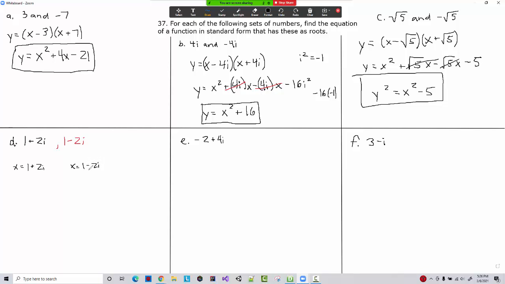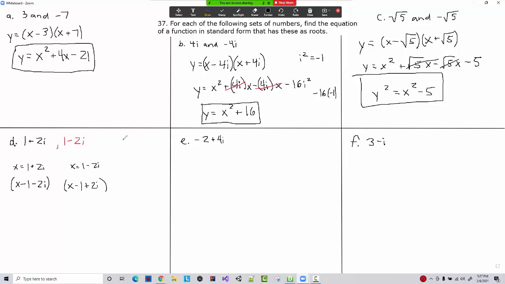Now remember, to get our factors, we want to go ahead and set these each equal to 0. So we just move everything over. I have x minus 1 minus 2i equals 0. That's one of my factors. And then we move everything over here, which is x minus 1 plus 2i would equal 0. Now, here are my two factors, and what we have is a difference of squares.